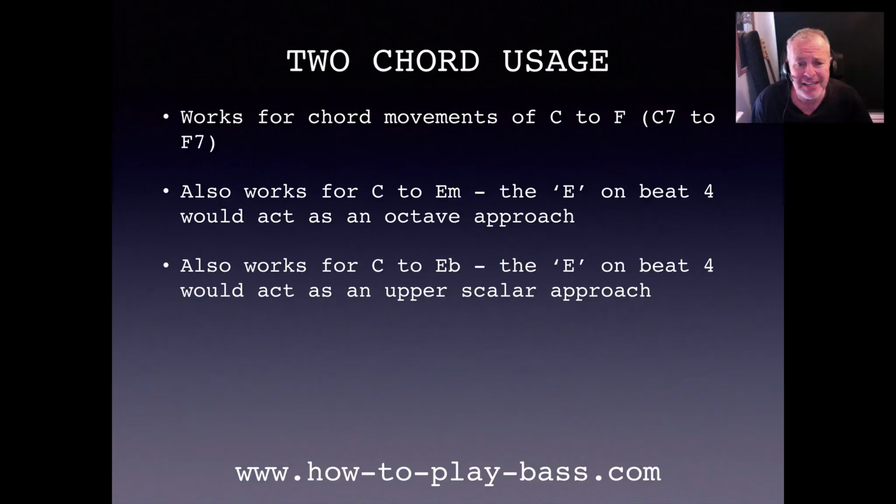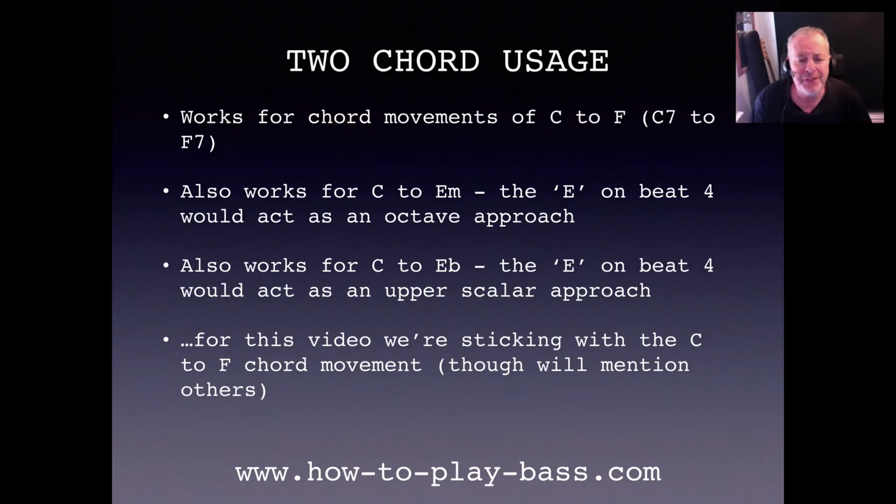And in this instance, the E on beat 4 would act, I've written an upper scalar approach, it's an upper chromatic approach to the E flat chord. For this video though, we're sticking with the C to F chord movement for all the examples, though I will mention there are, especially on one of them, some other chord usages, as the change in the major triad note order allows you to approach other chords using that variation. We'll get to that in a minute.